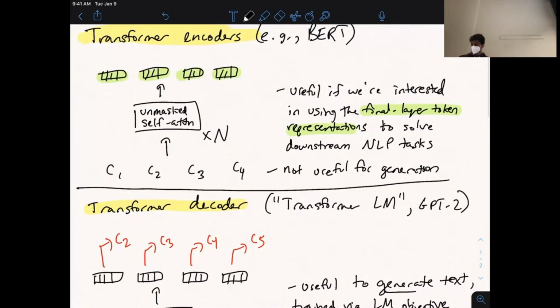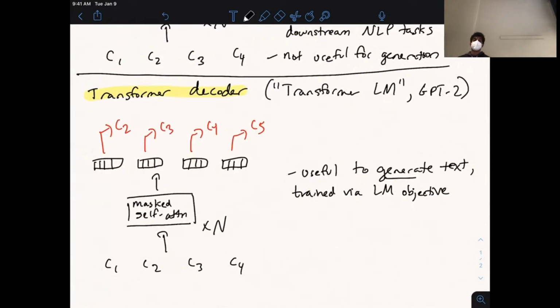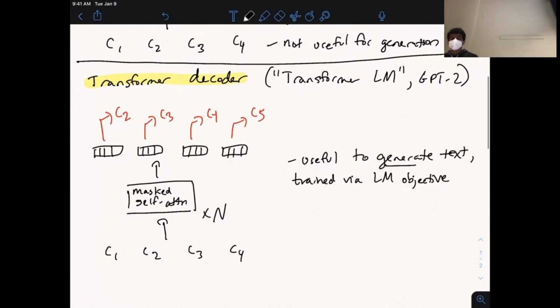So I have yet to describe how these encoders can be trained by themselves, because you can't use a language modeling objective when you have unmasked self-attention. So we'll talk about how to train an encoder model at the end of this class, hopefully. But the decoder, we already know how to train, right? We just train it with next word prediction using the cross entropy loss and so on. So every time you see in a paper, if you're reading and you see we used a transformer decoder or a transformer language model to generate text, this is what you're referring to. There is no encoder component of this model.